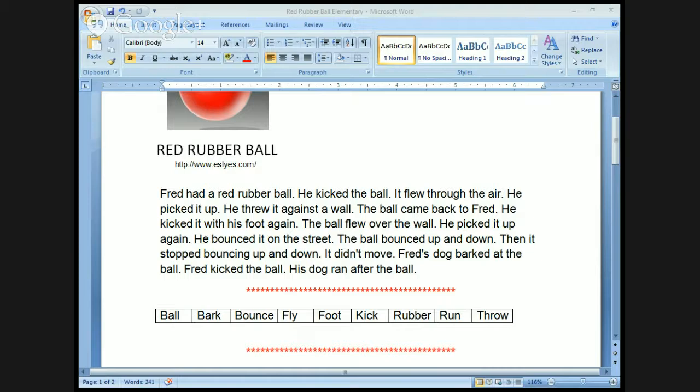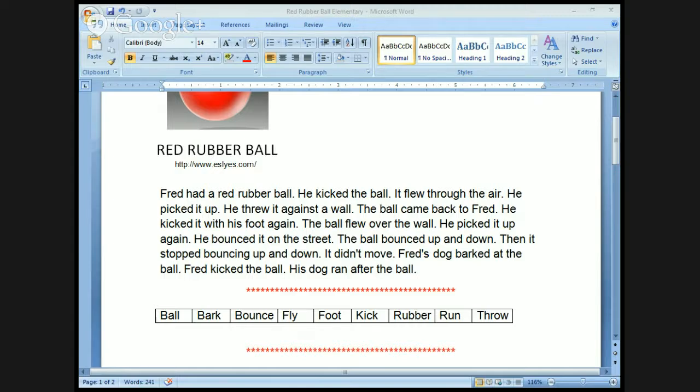Our next sentence, he picked it up. Who picked up the red rubber ball? Fred picked up the red rubber ball. What did Fred pick up? Fred picked up the red rubber ball. Now that is another sentence. I'll start from the beginning. Fred had a red rubber ball. He kicked the ball. It flew through the air. He picked it up. Who had a red rubber ball? Fred. What did Fred kick? Fred kicked his red rubber ball.